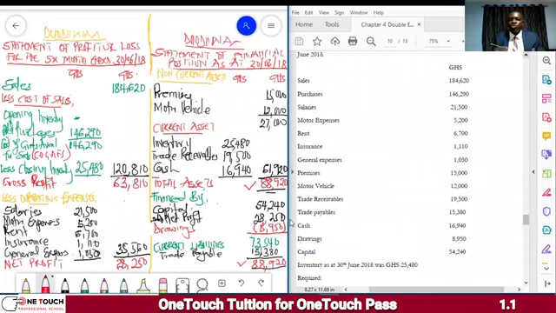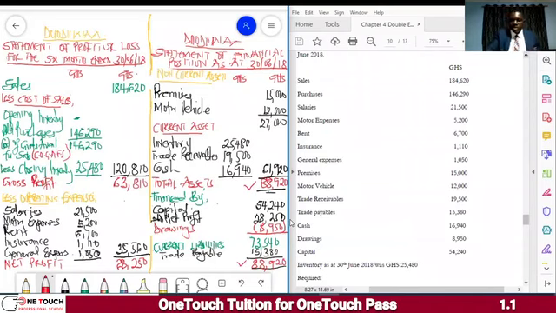So this is how to prepare a simple statement of profit or loss and the statement of financial position. Don't forget that we have learned earlier that the statement of profit and loss indicates the performance of the business over a period of time, whereas the statement of financial position indicates the wealth of the company at a point in time. Great, good.